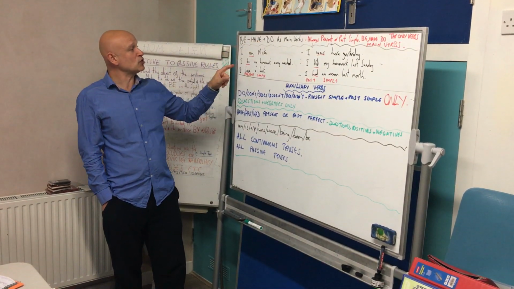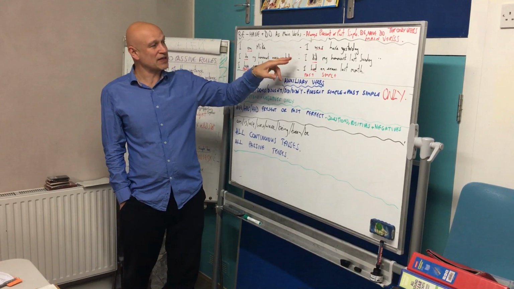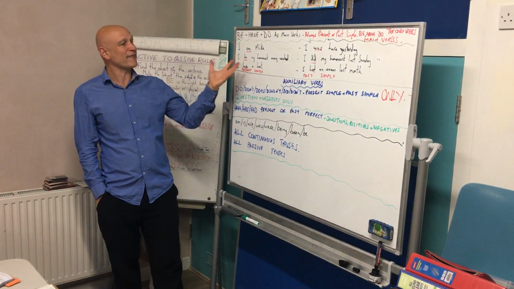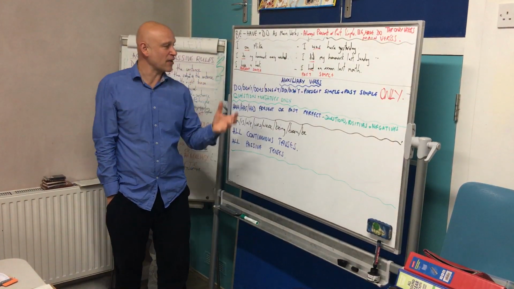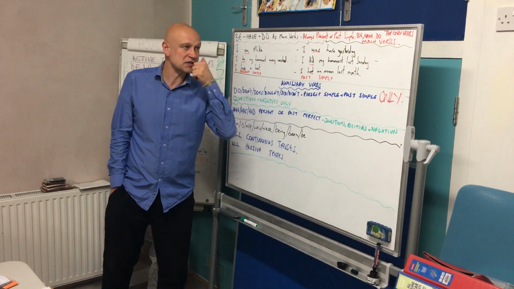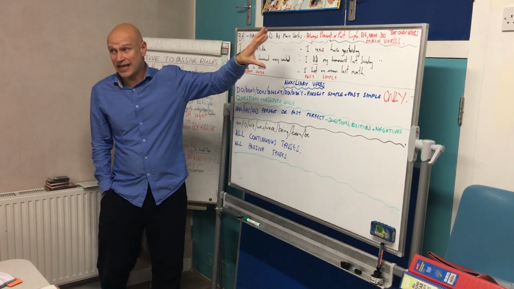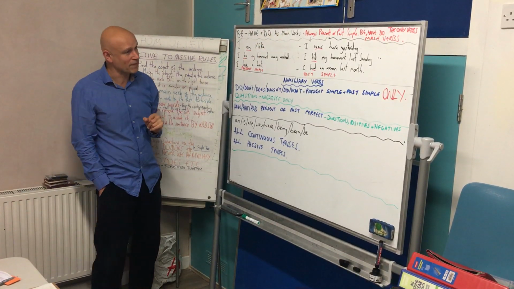With the verb do, I do my homework every weekend, I did my homework last Sunday. Present simple, past simple. I have a book, I had an exam last month. Present simple, past simple. These verbs are the only verbs in the sentence. That's really important to remember.